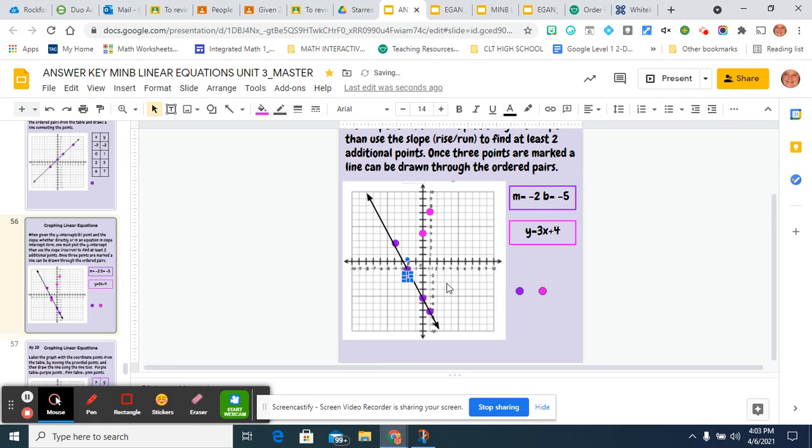Pretty close on the other line. And that should be enough to make sure I'm right on the -2. Yep, down 6 over 2, that should be good. I'm going to go over here to draw my line. I want to draw it the whole way, the whole distance of the line.